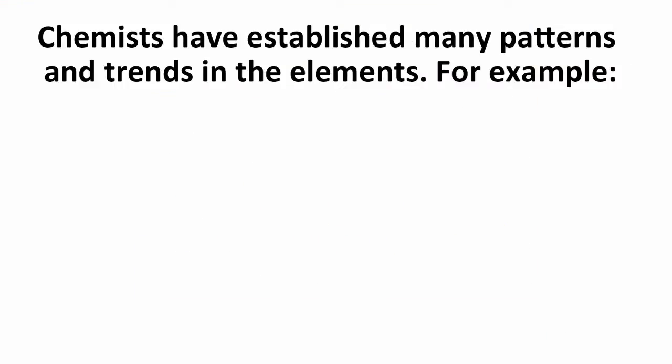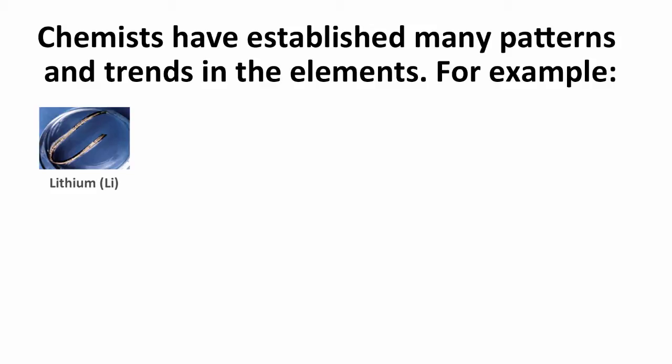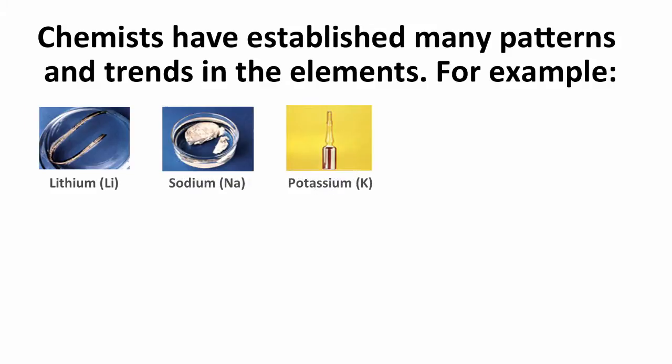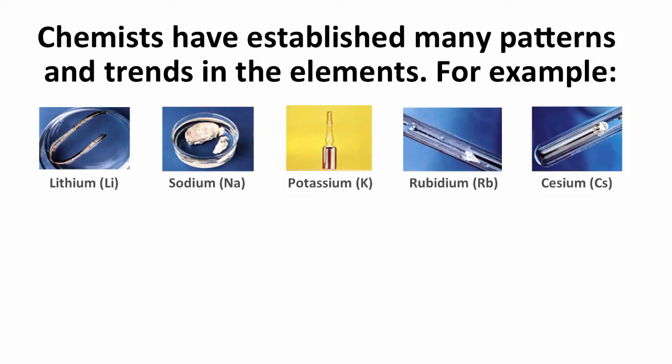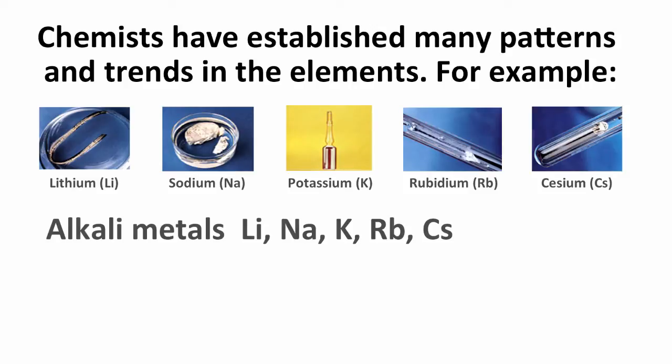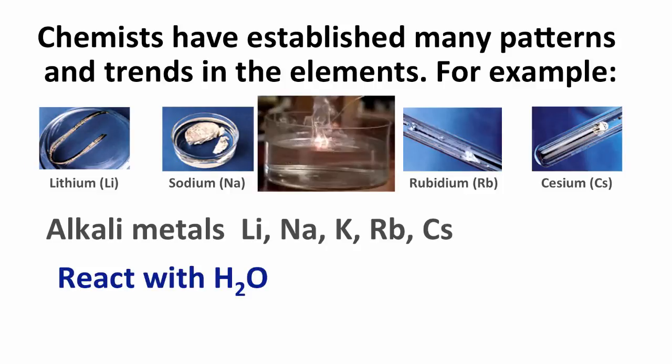Chemists have known for quite a long time that there are lots of patterns or trends within the elements that make up our world. For example, lithium, sodium, potassium, rubidium, cesium. These are all metals that are soft, kind of shiny. They're very reactive. These are now called the alkali metals, and they react reasonably vigorously with water.